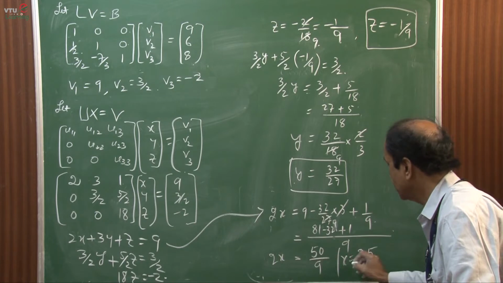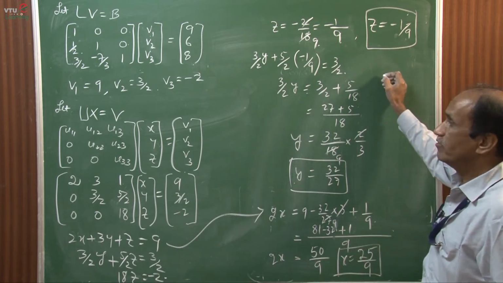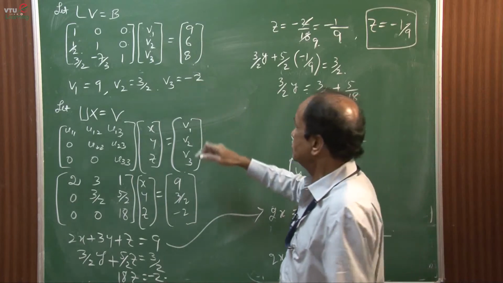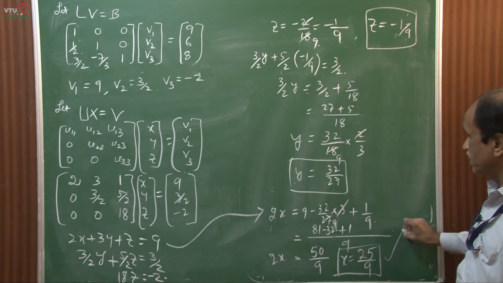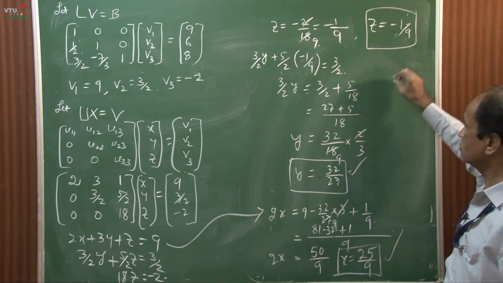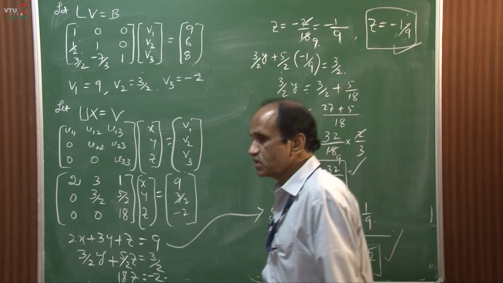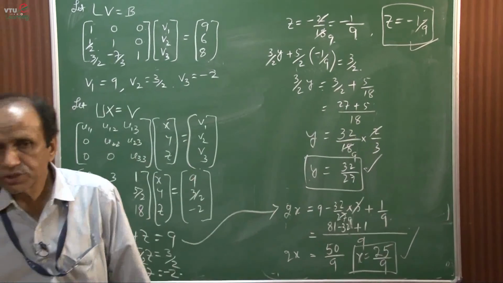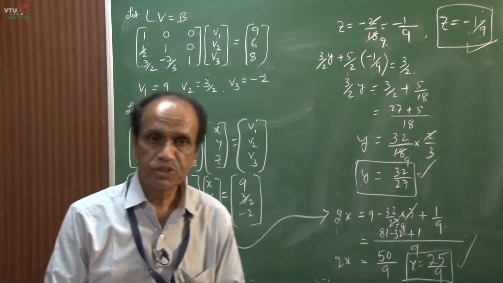So, 50 divided by 9, this is 2x, and x is equal to 25 divided by 9, because by 2 you can cancel. So, x equal to 25 by 9 and y is equal to 32 by 27 and z is equal to 1 by 9. These are the solutions, these are the values of unknowns through LU decomposition method.